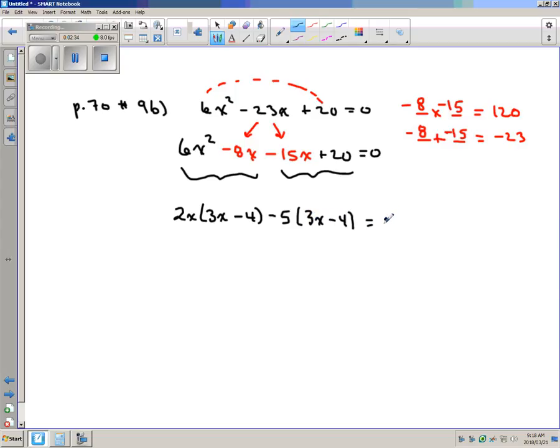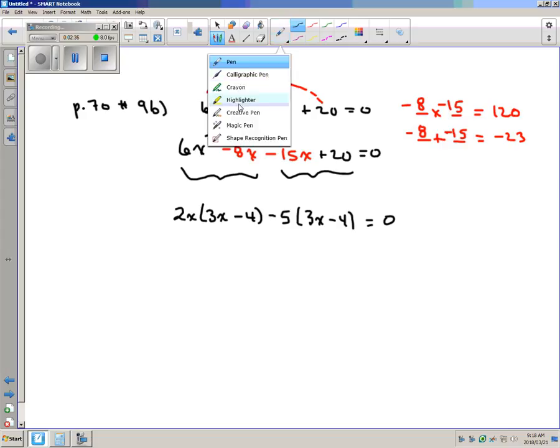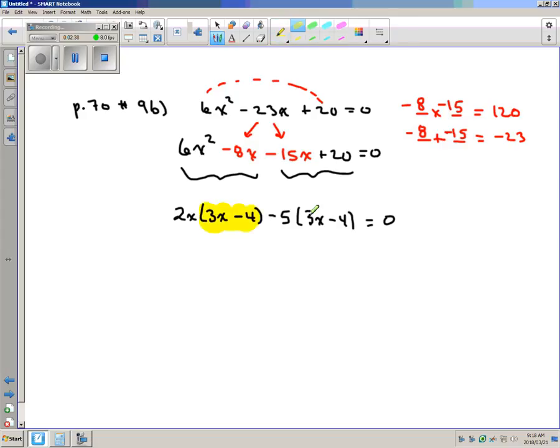And listen, you made a mistake if these two brackets are not identical. You absolutely made a mistake, and you might want to check your work. So I look at that thing as a whole, and what's identical that I could pull out? What I just highlighted. So it's 3x minus 4 that comes out, and what's left inside the next bracket is the 2x that's there and the minus 5 that's there. Okay, so there you go. Your trinomial is fully factored.